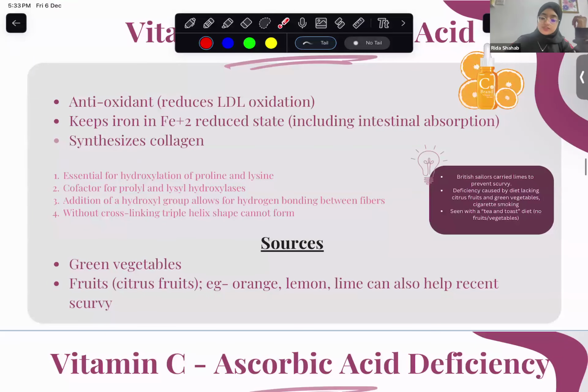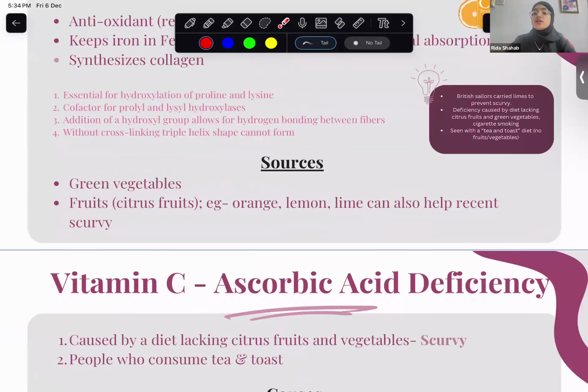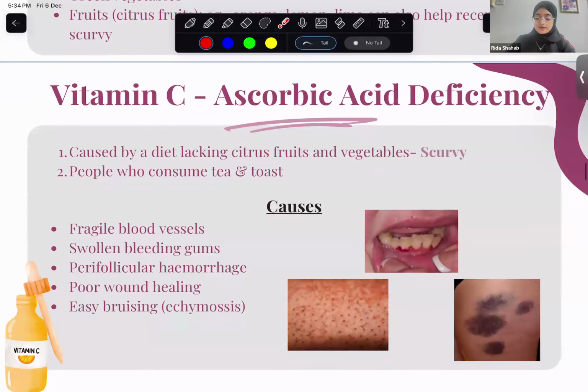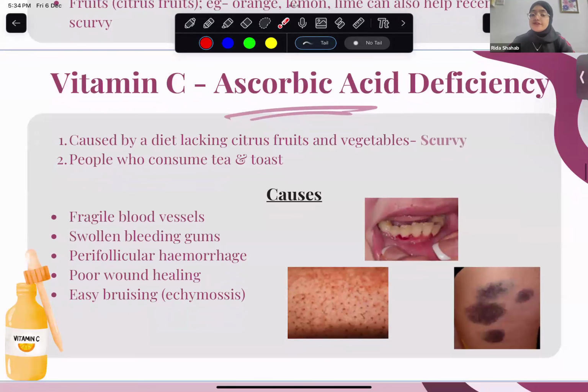And here are some points that Dr. Hannah mentioned about vitamin C. It's essential for hydroxylation of proline and lysine. It's a cofactor for prolyl and lysyl hydroxylases. Addition of a hydroxyl group allows for hydrogen bonding between fibers, and without cross-linking, the triple helix shape cannot form. So just read through these, okay? The sources of vitamin C are obviously green vegetables and fruits, like we talked about. Now, ascorbic acid deficiency is usually, as we said, caused by people not taking citrus fruits and vegetables, and the deficiency is given the term scurvy.